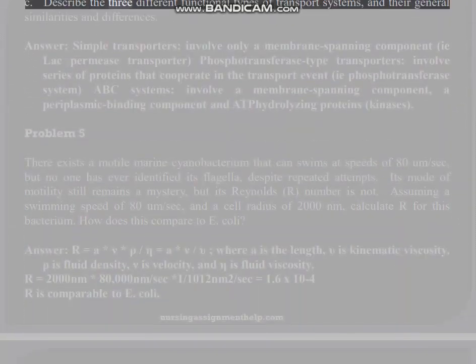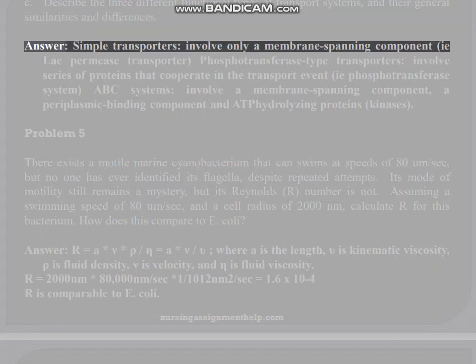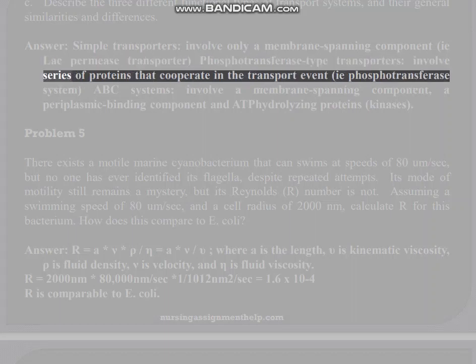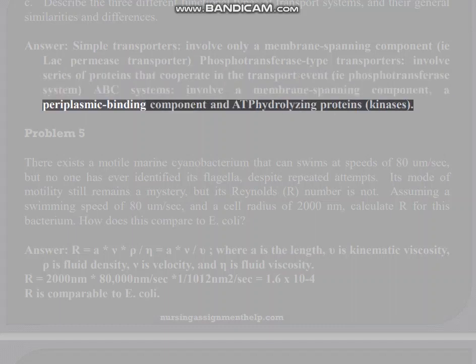C. Describe the 3 different functional types of transport systems and their general similarities and differences. Answer: simple transporters involve only a membrane-spanning component, i.e. lack permease transporter. Phosphotransferase-type transporters involve a series of proteins that cooperate in the transport event, i.e. phosphotransferase system. ABC systems involve a membrane-spanning component, a periplasmic binding component, and ATP-hydrolyzing proteins, kinases.